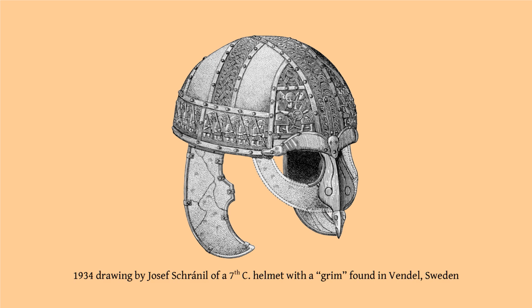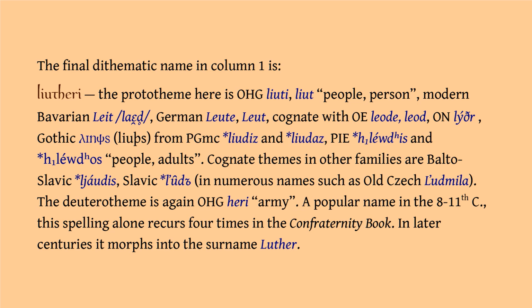1934 drawing by Joseph Schranel of a 7th century helmet with a grim, found in Vendel, Sweden. The final dithematic name in column 1 is Lioteri. The proto-theme here is Old High German Lioti, Liut, people, person, modern Bavarian Laird, German Leute, Leut, cognate with Old English Leode, Old Norse Ljöther, Gothic Ljuth, from Proto-Germanic Liudis and Liutas, Proto-Indo-European Hlaudis and Hlaudos, people, adults.